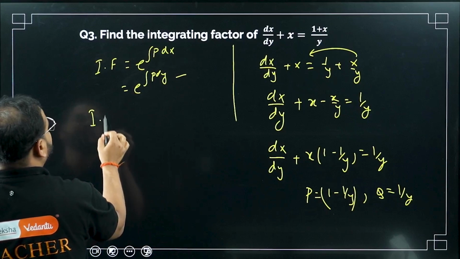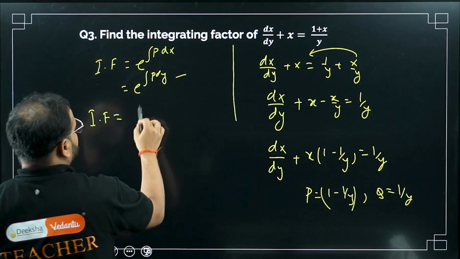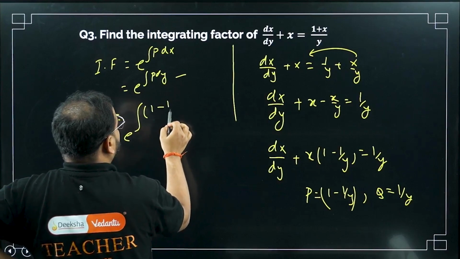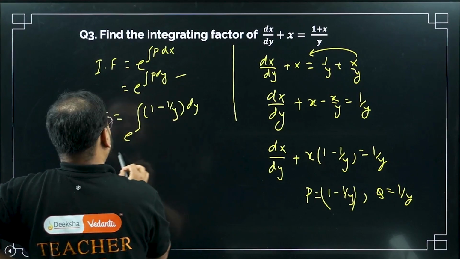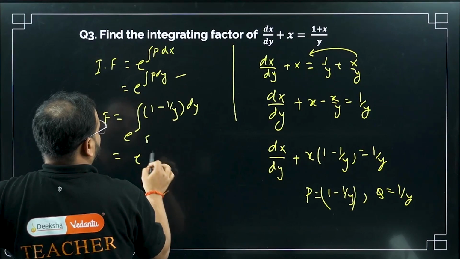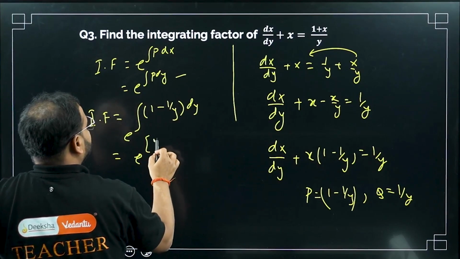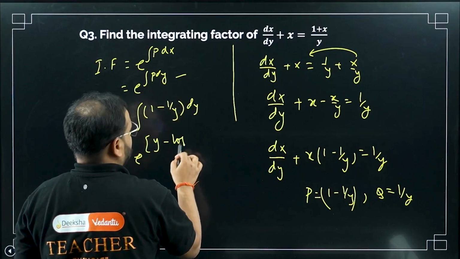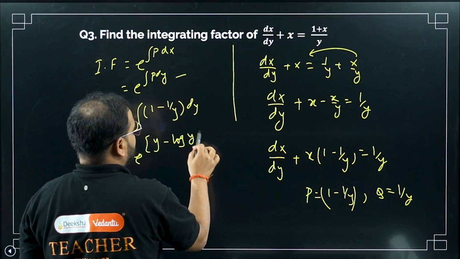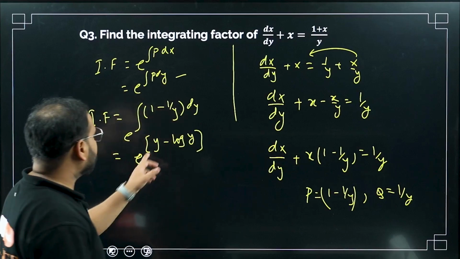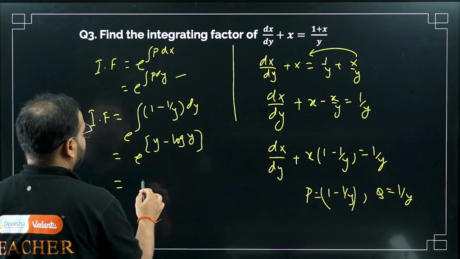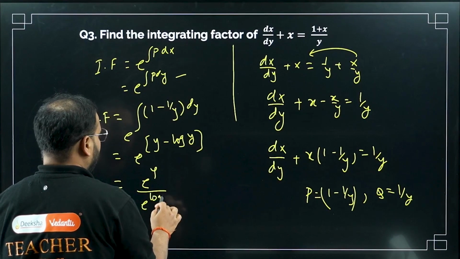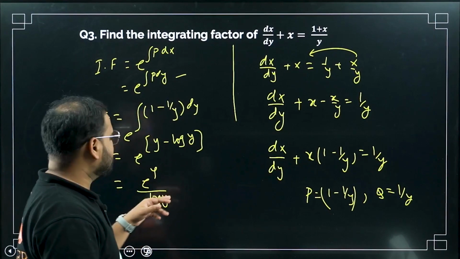So my IF will be equal to e raised to the integration of 1 minus 1 by y dy. Can we do it? E power, what's the answer? Please check. For 1 I'll have simply y, and for 1 by y I'll have minus log y, correct? E power same thing is there. It means I can write it like that: e power y upon e power log y. How come? Law of exponents.